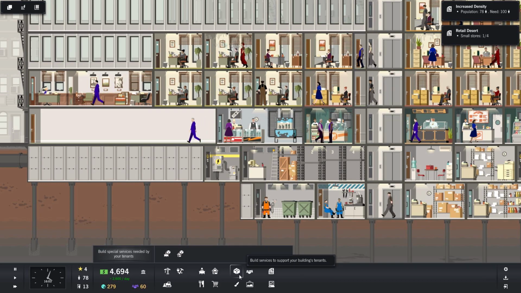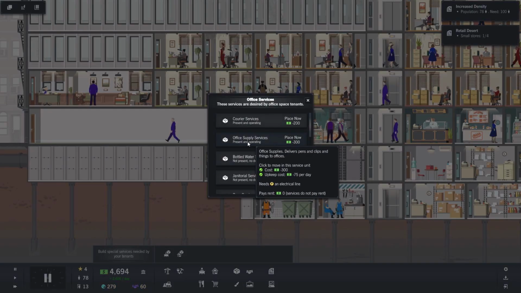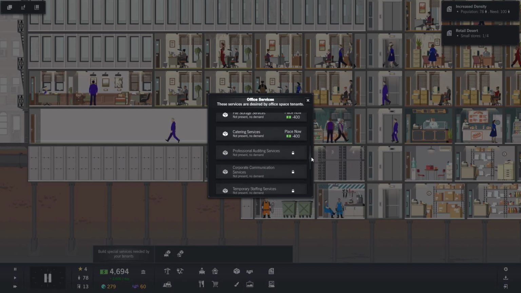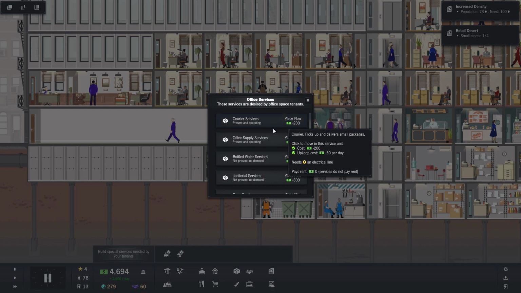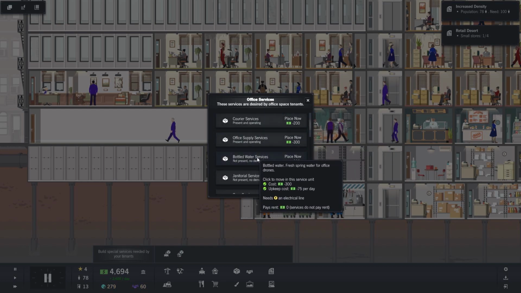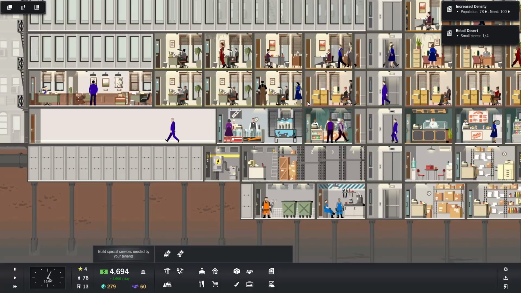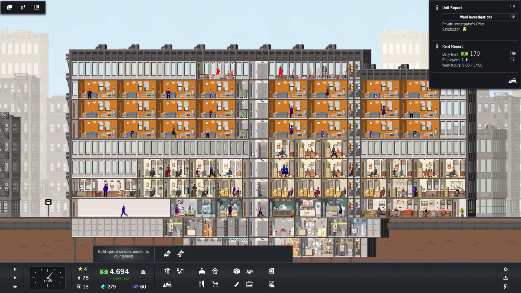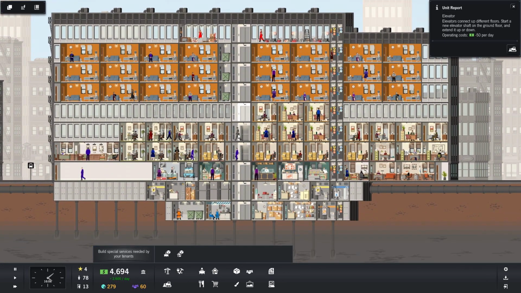And it's another area that's not the clearest. Like right here, we can take a look at the office services. There are a lot of them, and a lot of them are still unlocked, but at least they tell you which ones there is demand for. And as you expand, more demand will be created. So you have to make sure you keep an eye on it.